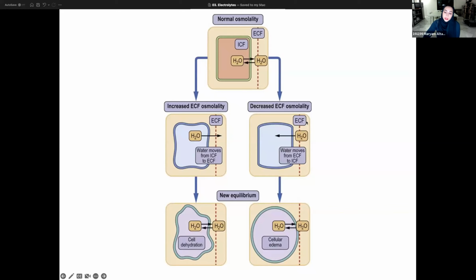Now, what if we look at decreased osmolality? Well, that's going to be the opposite. If it's very diluted here, this becomes the more concentrated area. So water by passive diffusion is going to move into the cells, and that's going to cause them to swell. So this is going to give you cellular edema. And this is very important when we talk about hyponatremia, which we'll see in a few slides.